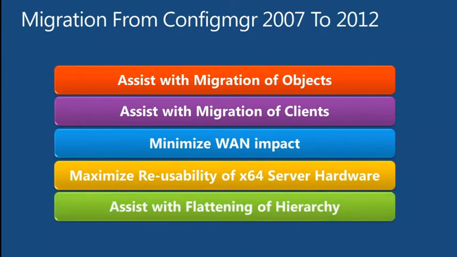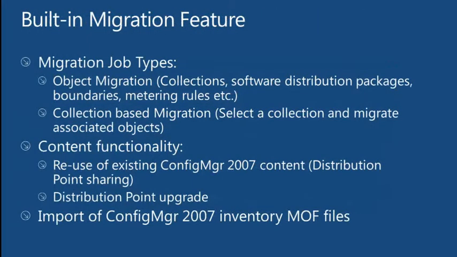And then lastly, assist with the flattening of the hierarchy. Like we talked about, the hierarchy's flattened now. It's much smaller. So you can take multiple primary sites from 2007 and migrate them over to one site in 2012, because you may have objects in multiple sites that are being owned. So we allow you to do that migration to assist with that change in the hierarchy infrastructure. We do that through object migration jobs, as you're taking your advertisements or your packages or collections, to do a couple different types of jobs that you have there.